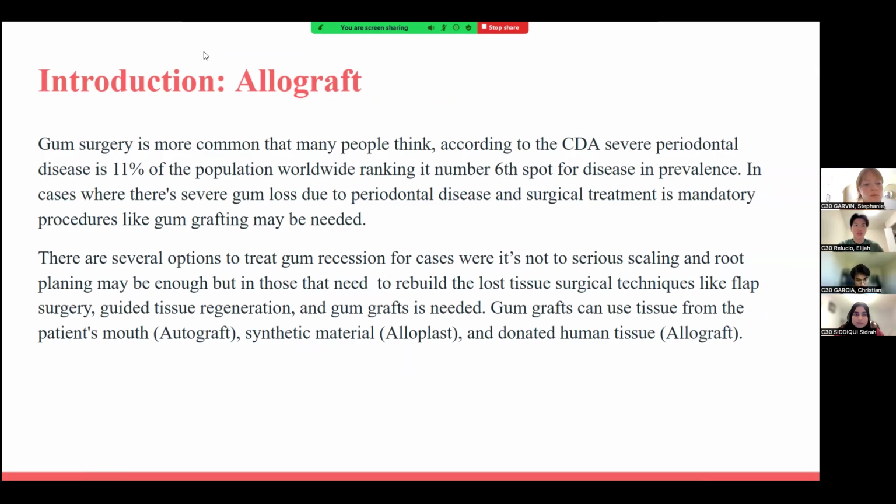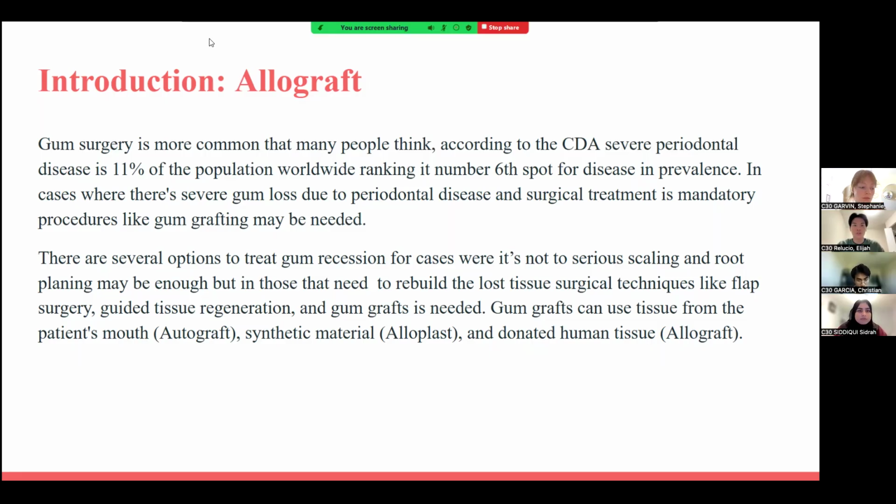So for our introduction, allograft. Gum surgery is more common than many people think. According to CDA, severe periodontal disease affects 11% of the population worldwide, ranking it number 6 for disease prevalence. In cases where there is severe gum loss due to periodontal disease and surgical treatment is mandatory, procedures like gum grafting may be needed.